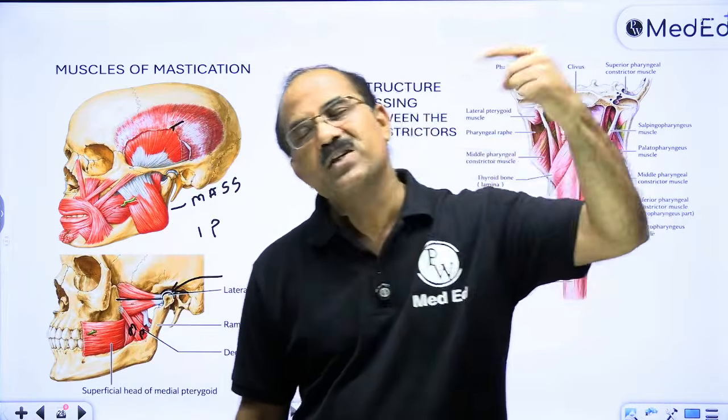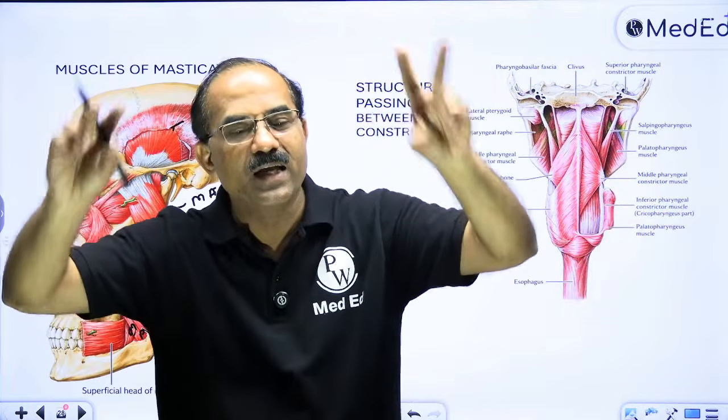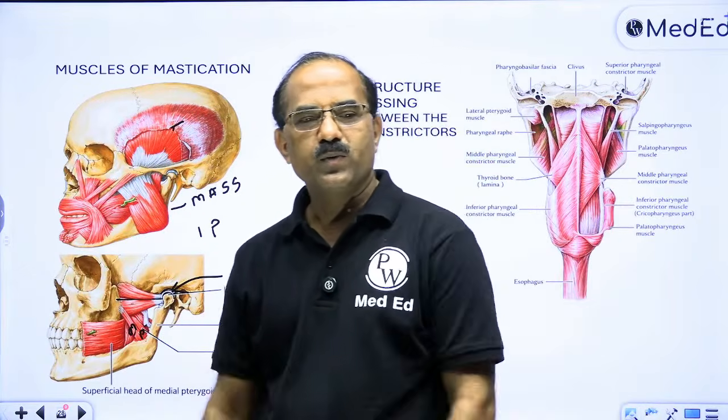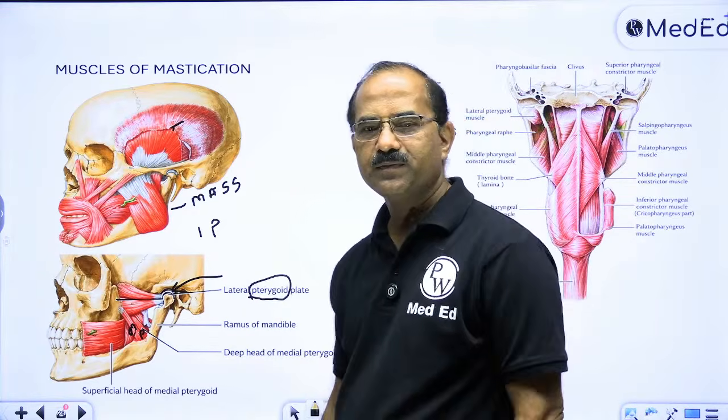This parotid duct pierces the buccinator, opens in the mouth opposite to the upper second molar tooth. Upper second molar tooth. याद रखना, that's very important.